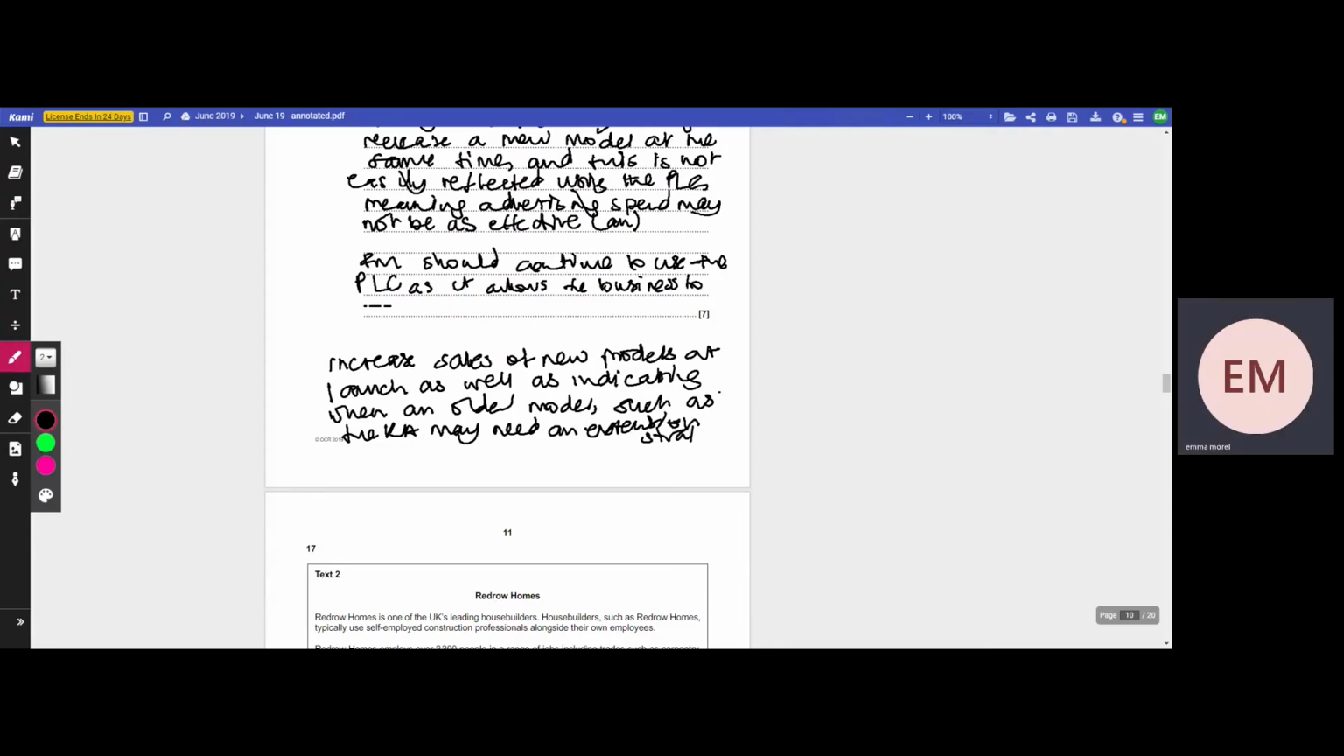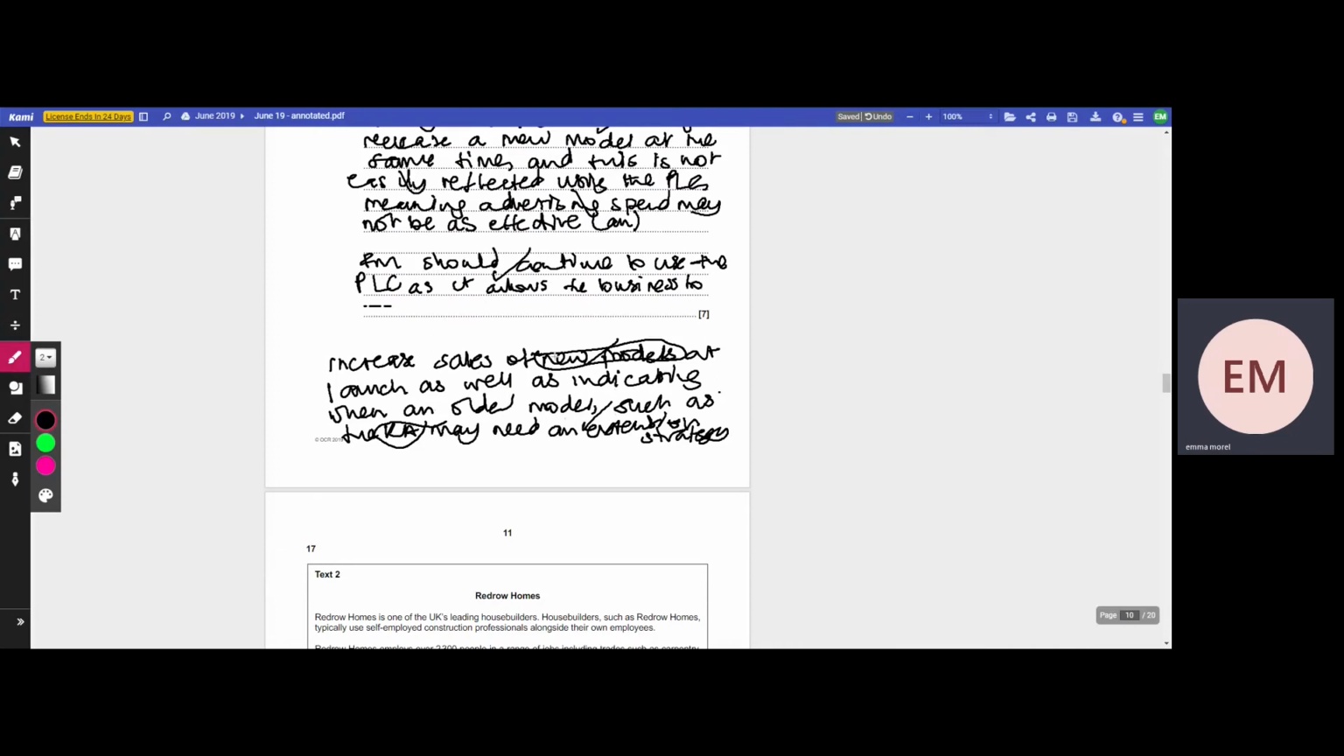Now, hopefully that would get me 3 marks, okay? Because I'm going to get 1 for just saying they should continue. Another one says it allows the business to increase sales of new models at launch as well as indicate. So I've given 2 really good contextual, okay, so it needs to be contextual. There's my context there, KA, and I've got new models there. Don't know what the new models are called, so I can't refer to them. But clearly this answer is only about that question.